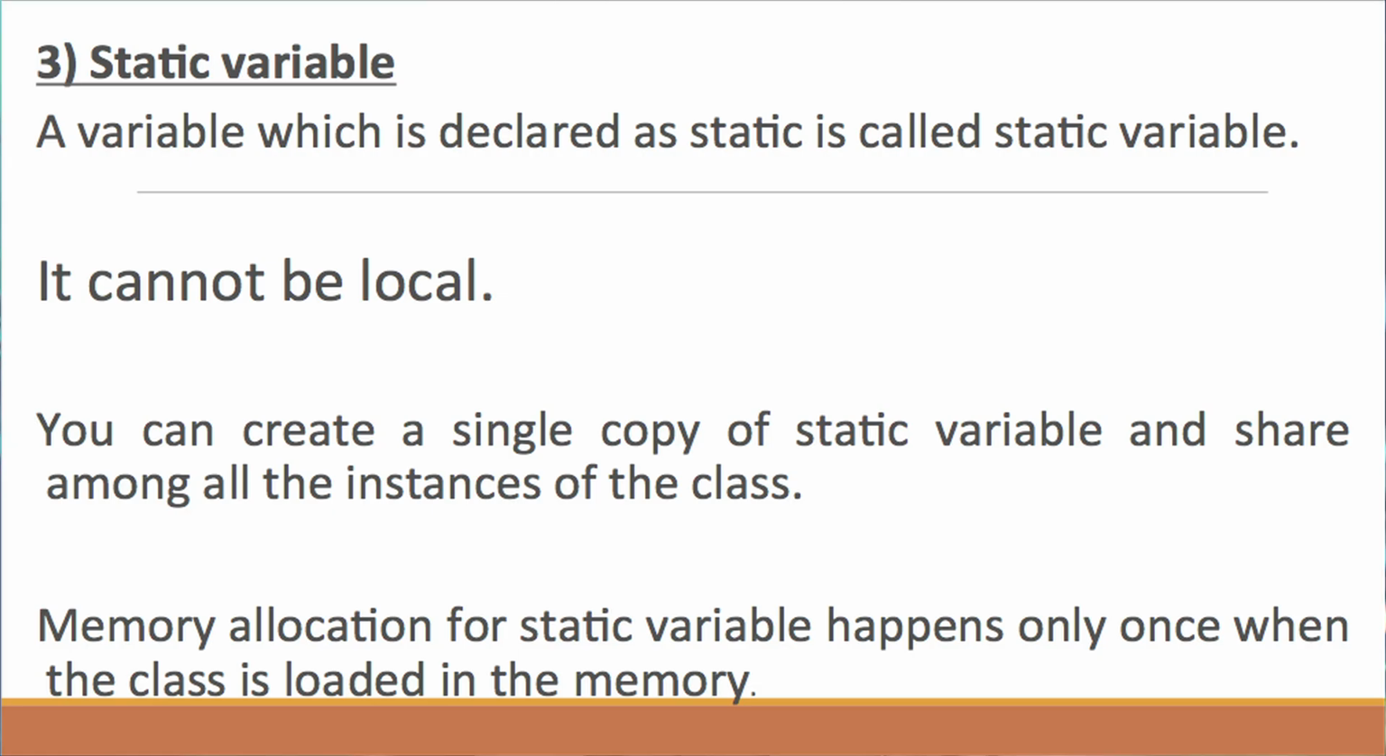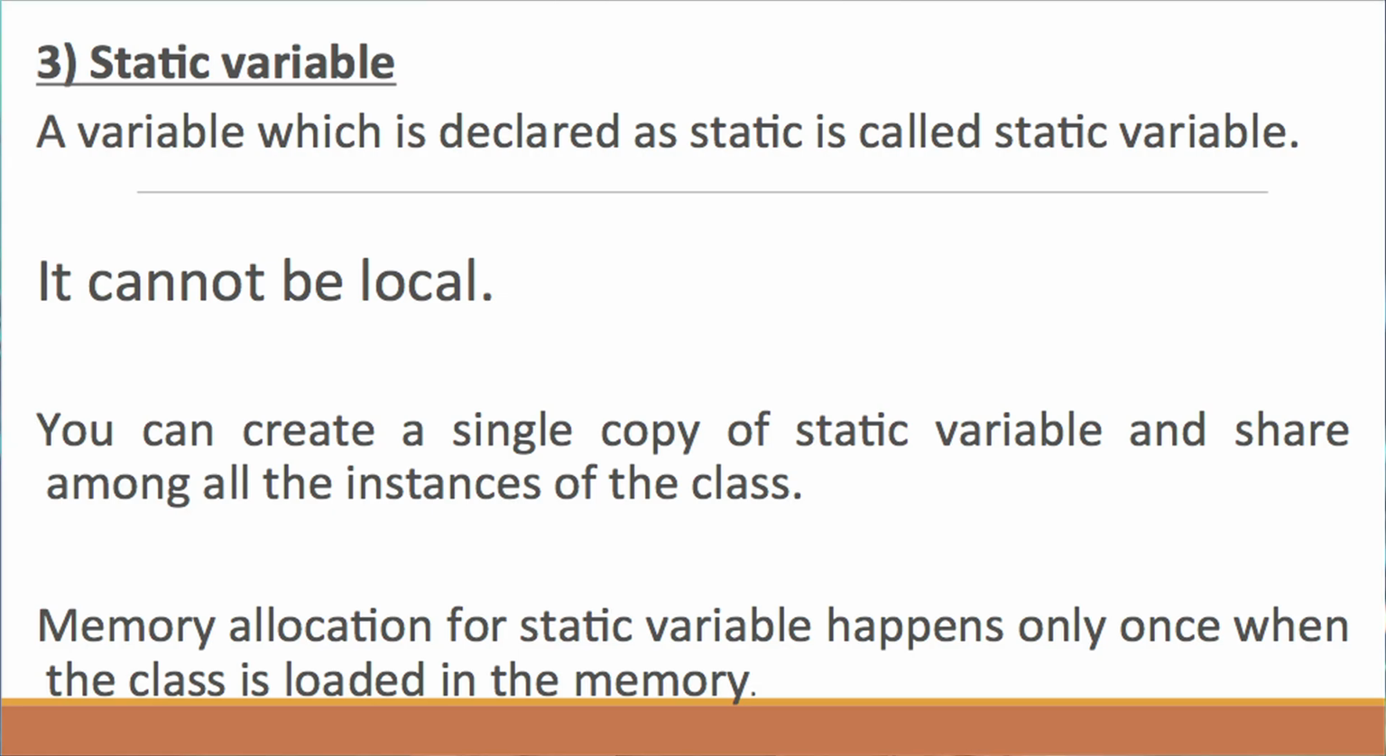So see the third point, you can create a single copy of a static variable or share among all the instances of the class. So when we declare any variable as static type, it is shared by all instances of the class. Suppose we have declared objects of any class, so in each object this common copy of the static variable will be shared, and if any change happens in any object, then that will be reflected in all. So this is a common or constant type of variable, static variable.